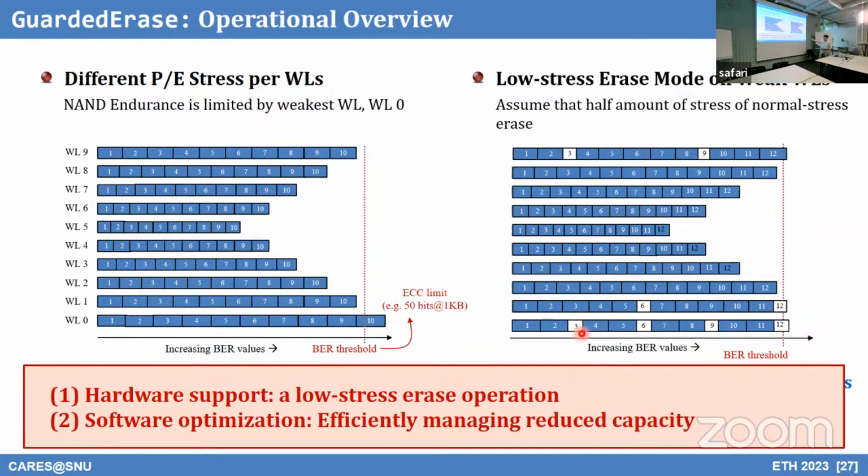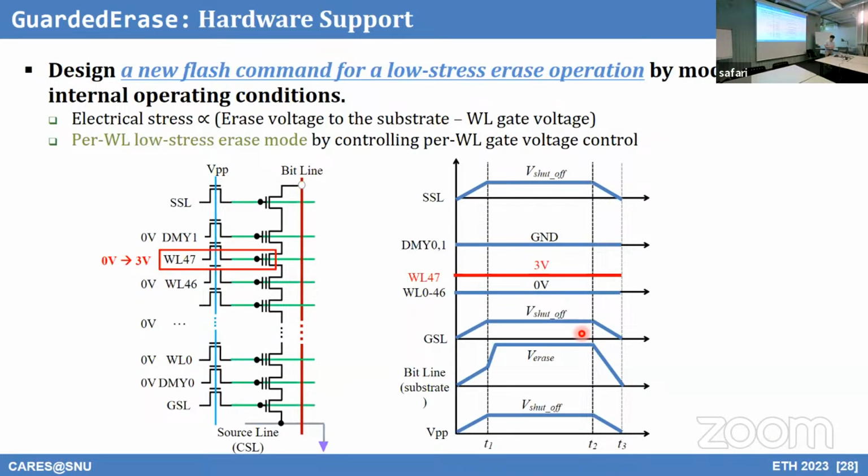Yeah. So you have to support low stress erase mode. That is the hardware change, and then this reduced capacity directly affects performance, and you have to manage it software-wise. This is done by FTL. Okay. So low stress erase mode is relatively simple.